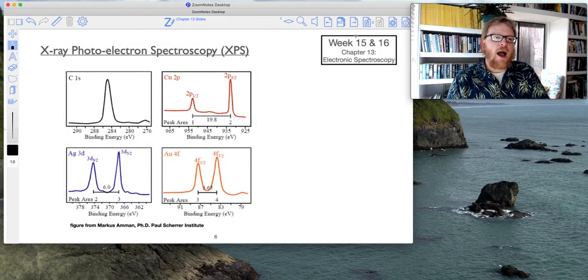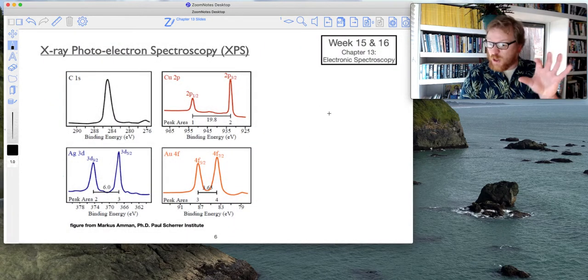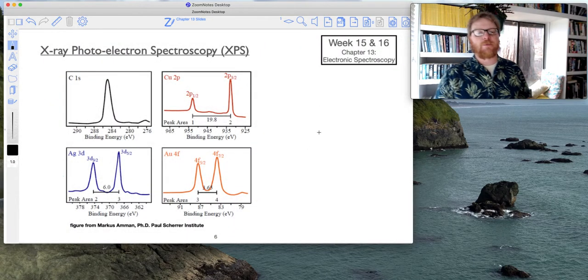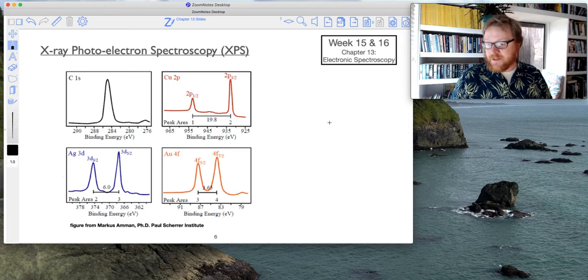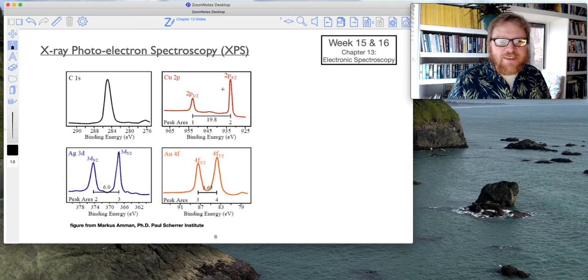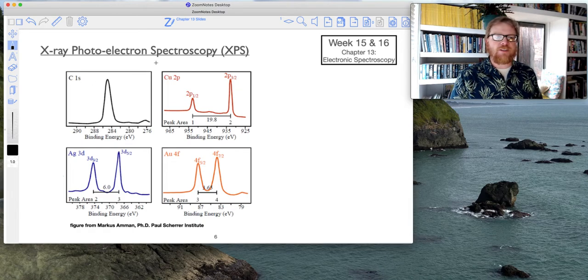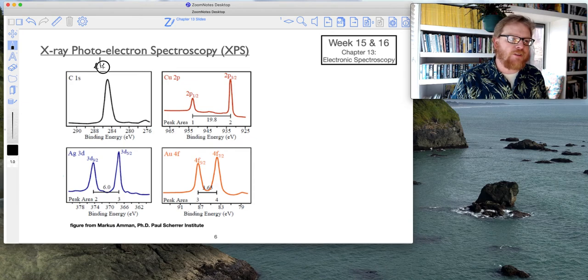So let's move on. Here is a closer view of some various elements, and I want to talk about these peak shapes. We can see here carbon 1s. All of these are elements, so we don't have any molecular structures right here.